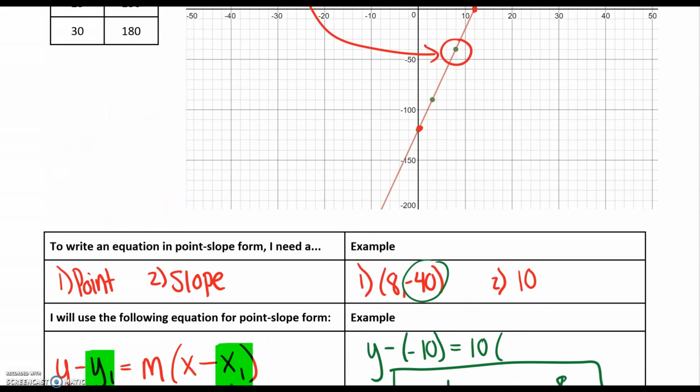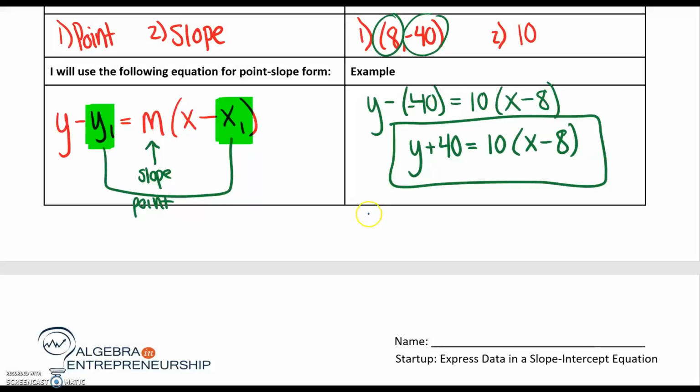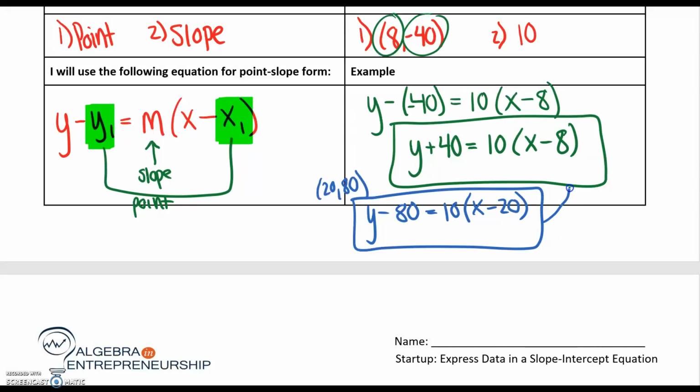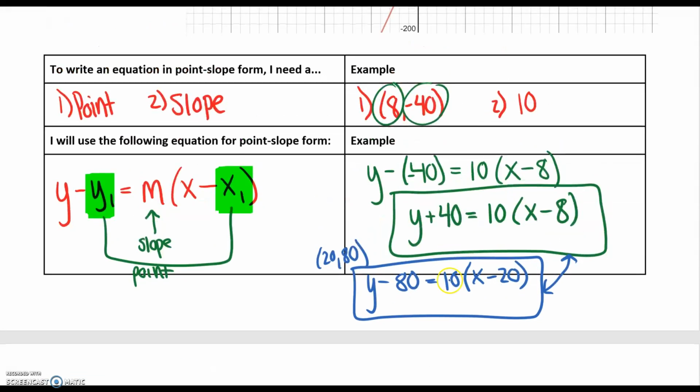And I'll do it again, just for good measure. So I could say, my point is 20, 80. I could say y minus my y-coordinate, 80, is equal to your slope, which stays the same no matter what points you pick, and x minus your x-coordinate. And this equation here is equivalent to this equation here. Okay, if you don't believe me, go ahead and actually multiply this out and move the 80 over. Do the same thing, multiply this out, move the 40 over, and you'll see they're exactly the same.